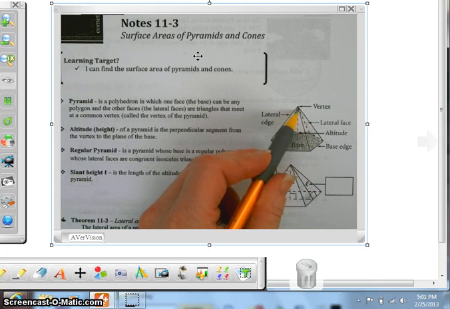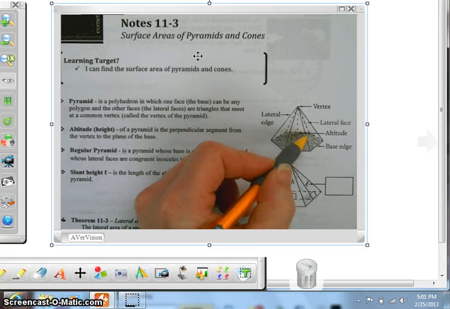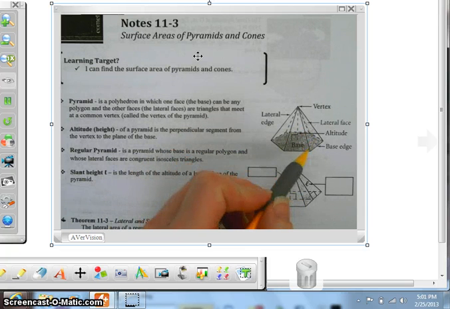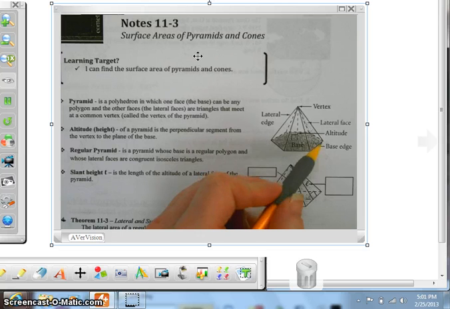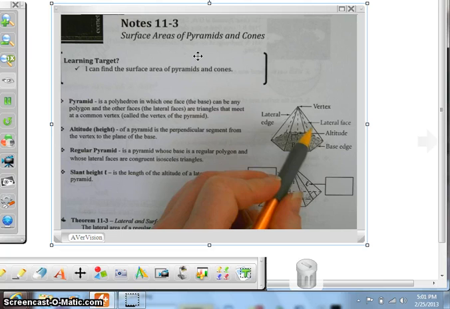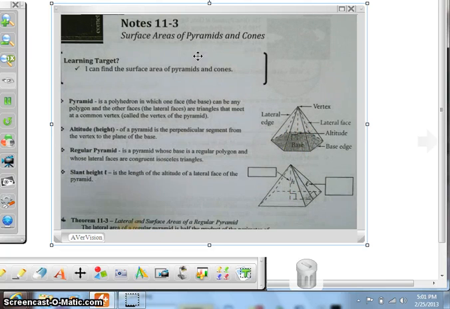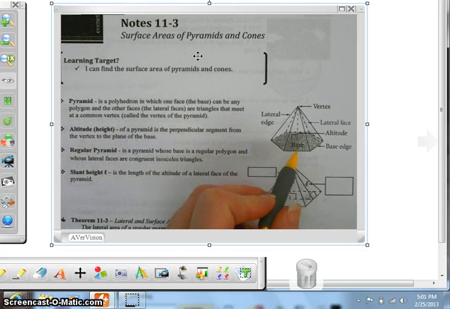And down through the altitude on this side is actually called a slant height, and we'll get to that in just a minute. We have a base edge, and we have lateral edges, and also lateral faces. The triangles are called lateral faces. A regular pyramid is the kind you're going to see most often, and that's a pyramid where all the sides of the base are the same.